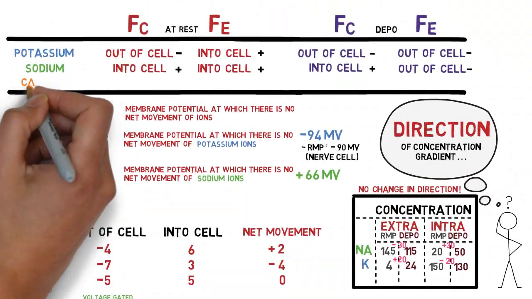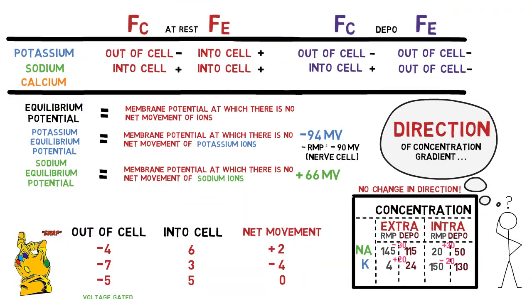Calcium is similar to sodium in terms of the direction of its gradient because they are high in amount extracellularly and low intracellularly.